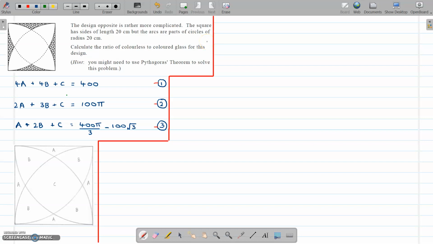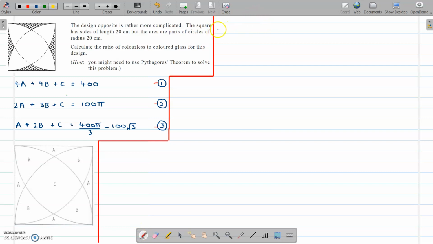Welcome to part 2 of this fascinating problem involving a square with 4 quarter circles in the design shown. In part 1, we created 3 equations linking A, B and C by looking at various shapes contained within this square. We're now going to solve these 3 equations simultaneously to eliminate first of all C, then B, and find out what A is.